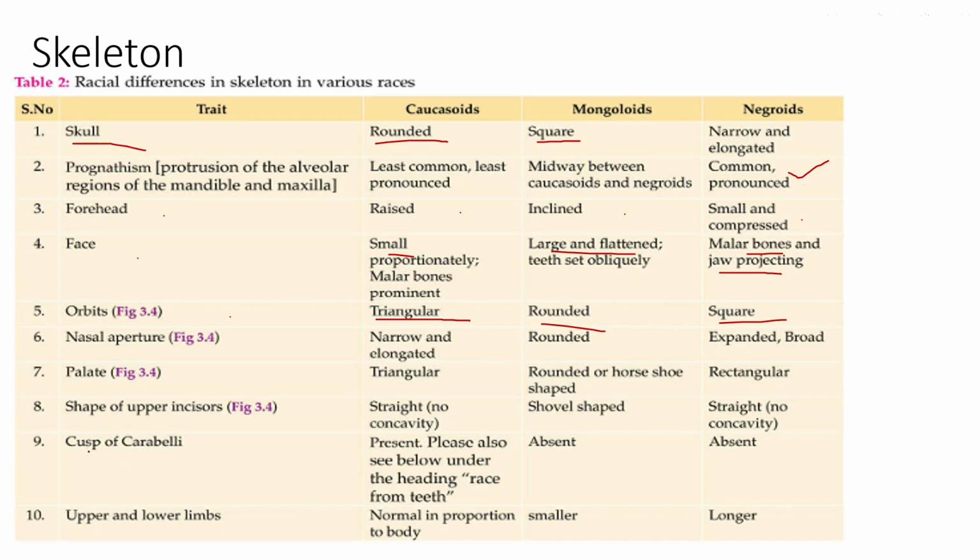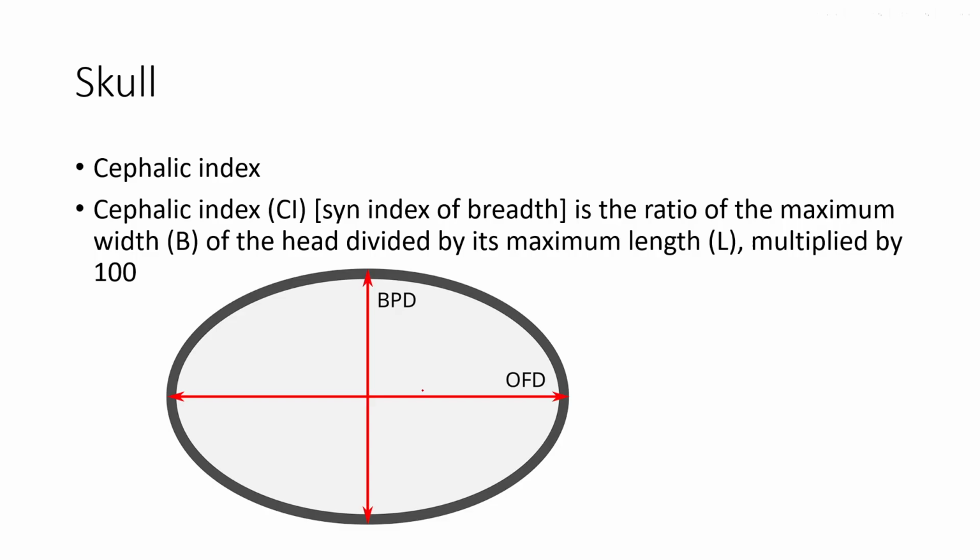Similarly, the cups are absent both in Mongoloids and Negroids, but they are mostly present in Europeans. So there are different skeletal features from which we can find out the differences between various races. Now we are going to discuss different indexes through which we can find out the race of a person.